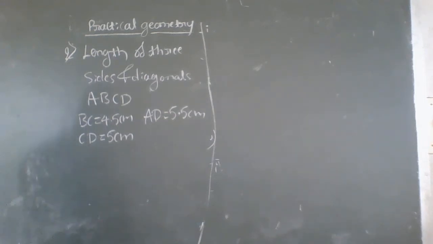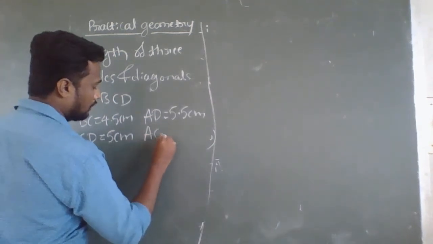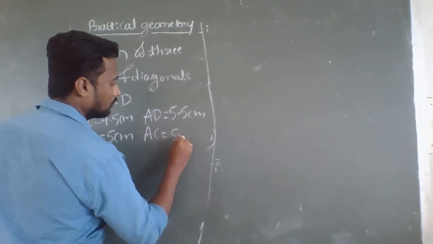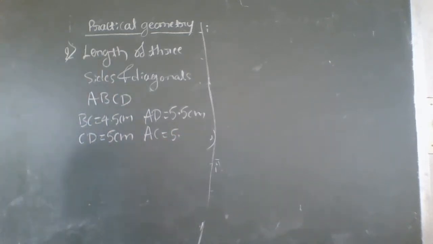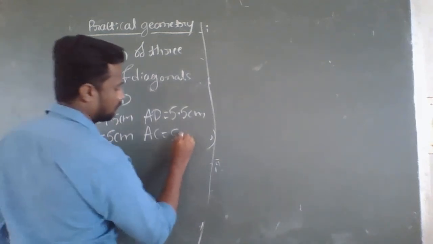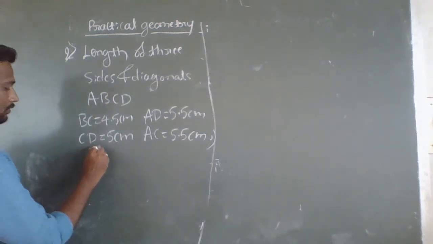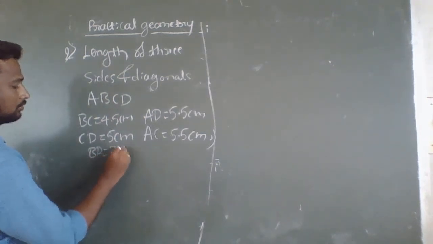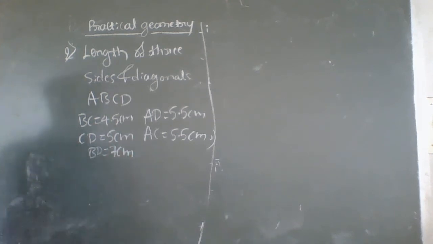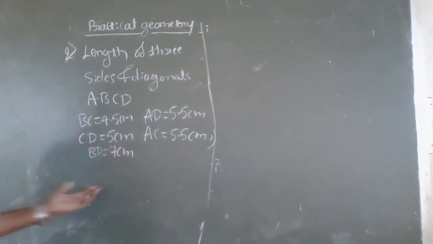AC is equal to 5.5 centimeter. And BD is equal to 7 centimeters. So here they have given the length of 3 sides and 2 diagonals.